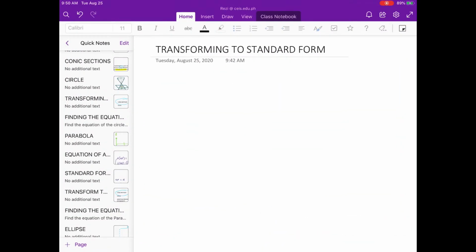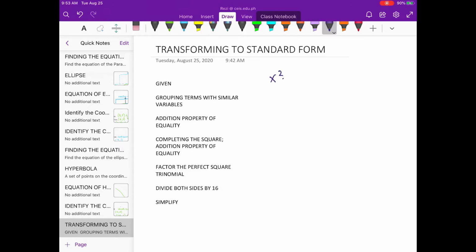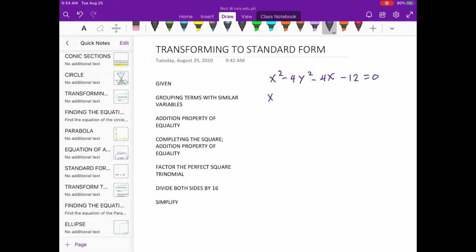Today we're going to transform to standard form of an equation. Consider this given equation. First, let's group the terms with similar variables. Next, let's do addition property of equality.